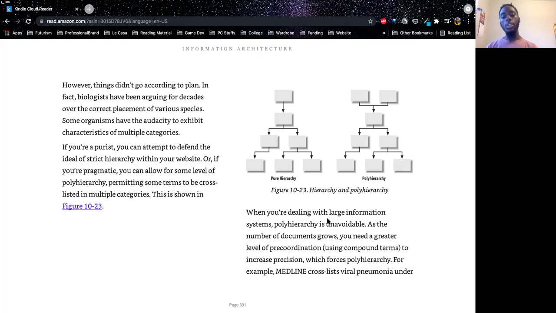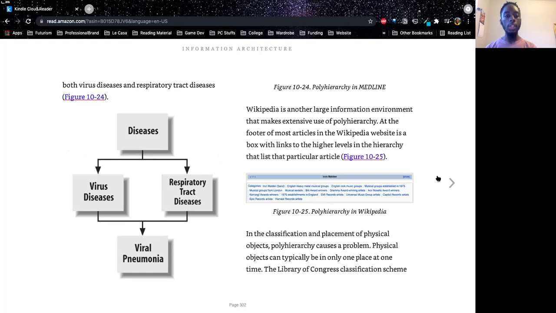When you're dealing with large information systems, polyhierarchy is unavoidable. As the number of documents grows, you need a greater level of precoordination using compound terms to increase precision, which forces polyhierarchy. For example, Medline cross lists viral pneumonia under both viral diseases and respiratory tract diseases, Figure 10-24. So you have diseases and it has both of them under there, and they both lead to viral pneumonia.